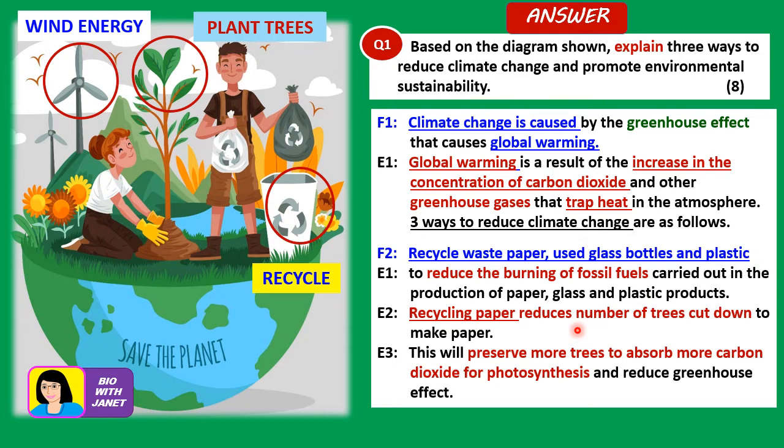Okay, right. So these are your E's. All right. So all this is in one paragraph. This is the first way to reduce climate change. So notice that we are very specific in writing the E's, how it helps to reduce the climate change.